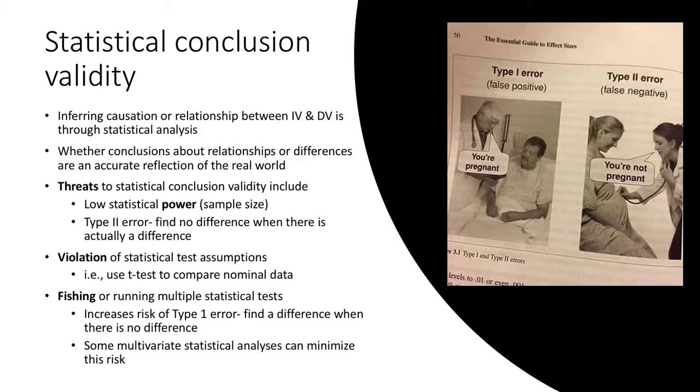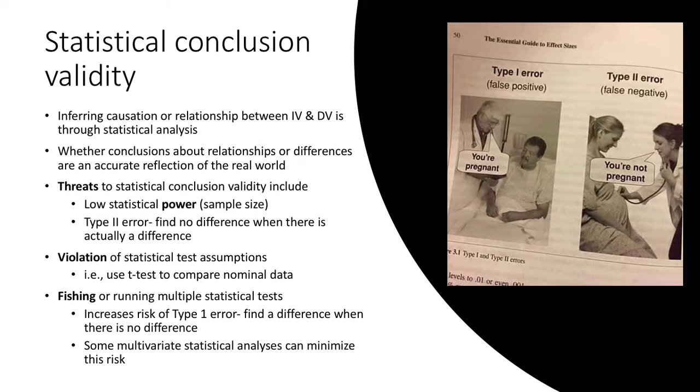There are threats to statistical conclusion validity. The most common is that you can have low statistical power, meaning the investigator has not designed a study with a large enough sample size to detect the difference, and we'll talk about that in later weeks. For example, you may have heard of the term type 2 error, which means you find no difference when there is actually a difference. So a type 2 error may be that, hey, you're not pregnant, and she actually really is pregnant.